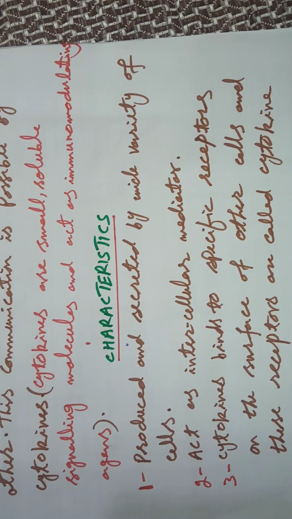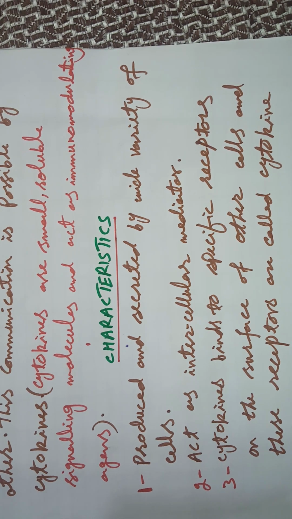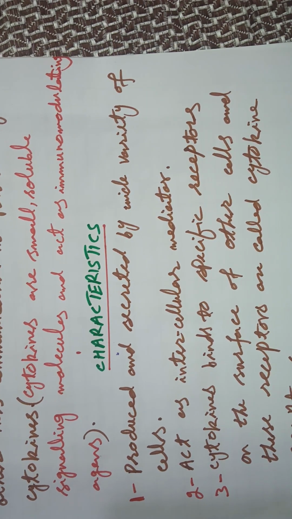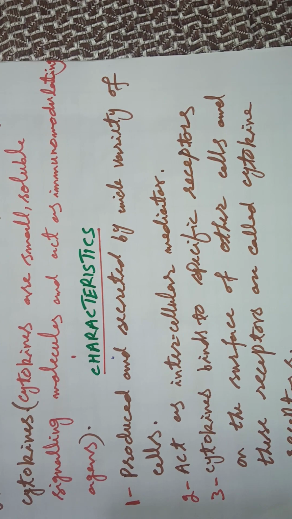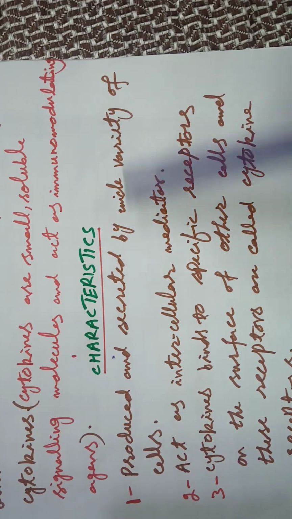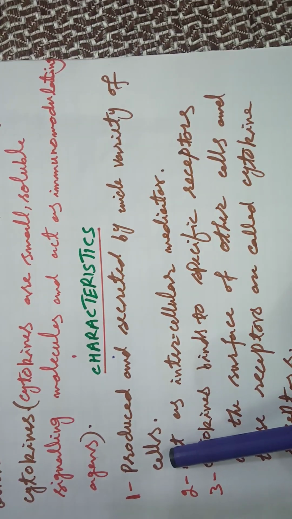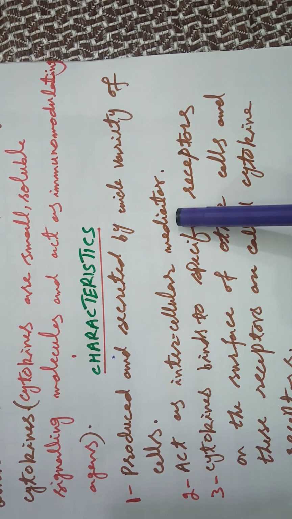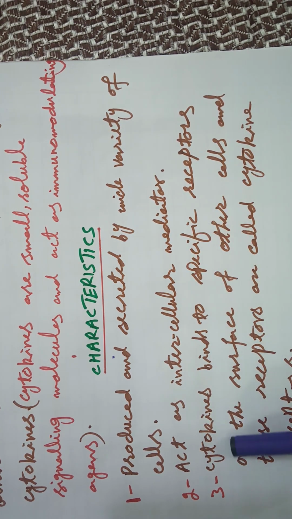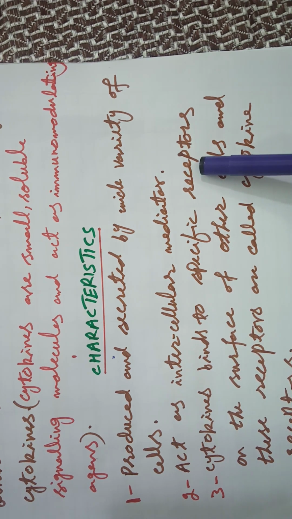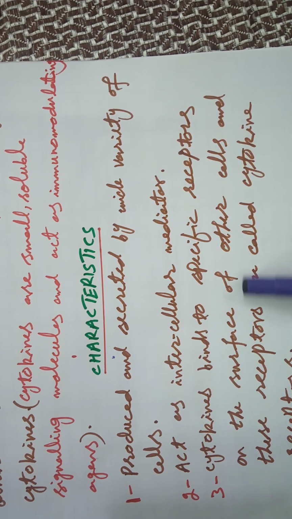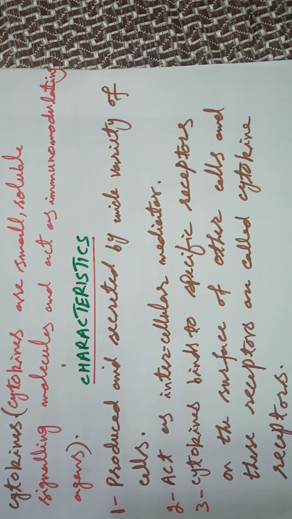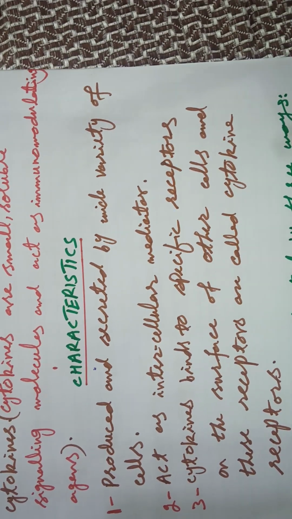Now we discuss the characteristics of cytokines. Cytokines are produced and secreted by a wide variety of cells. They act as intercellular mediators. Cytokines bind to specific receptors on the surface of other cells, and these receptors are called cytokine receptors.